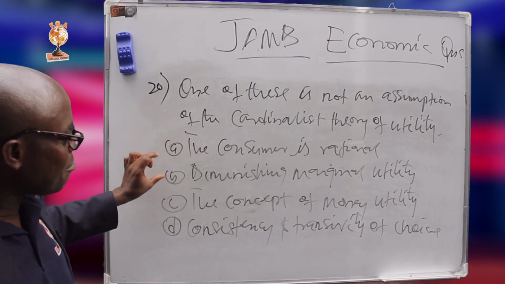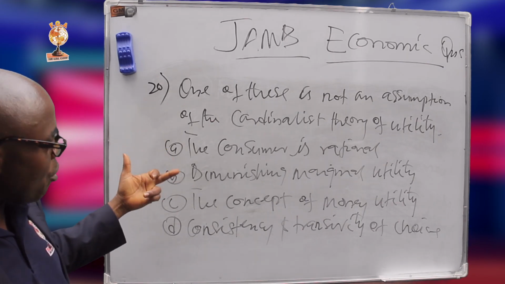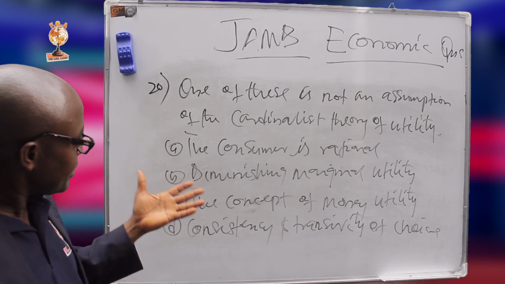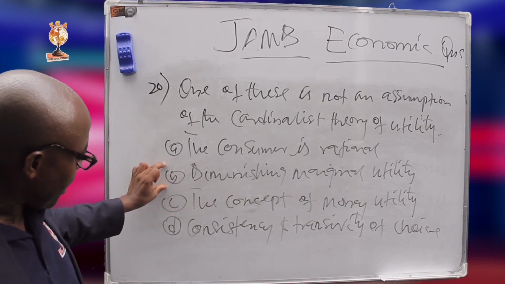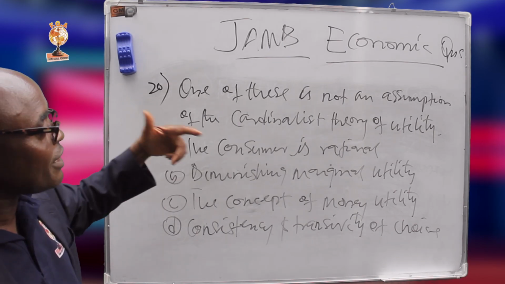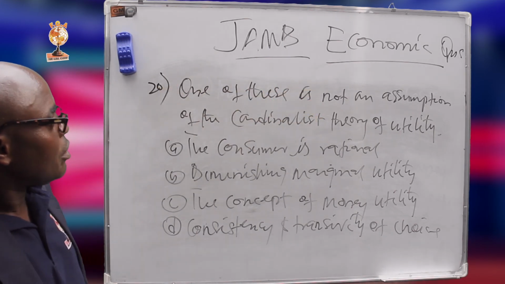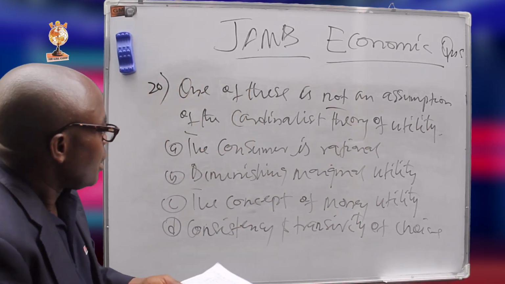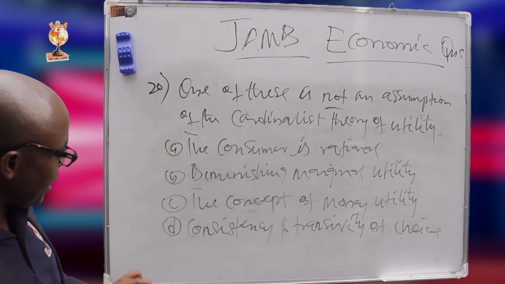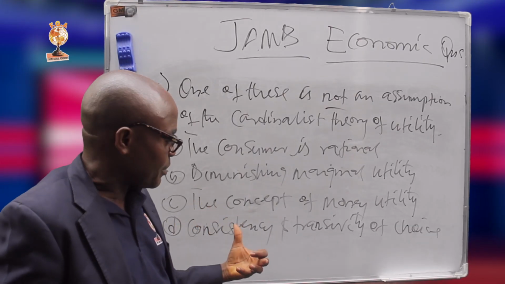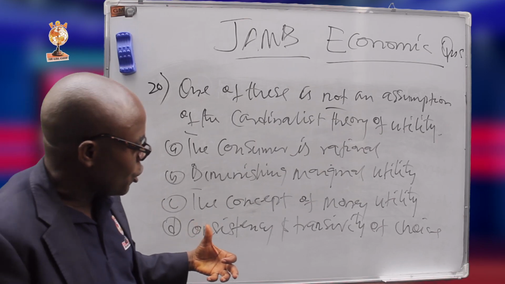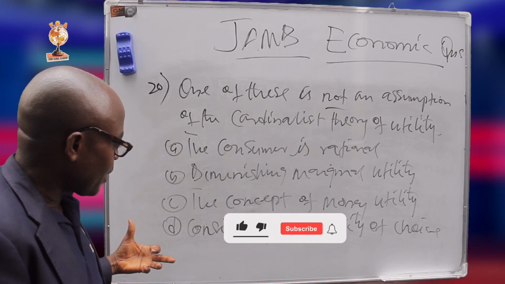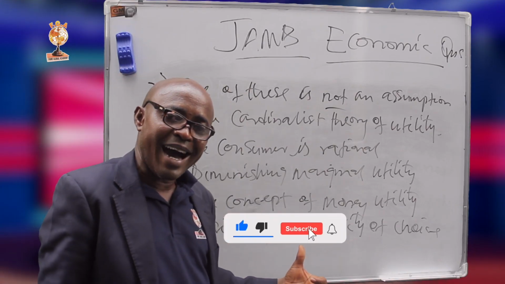We have diminishing marginal utility, where most of the time the thing fluctuates. It goes up and at the same time it comes down. It does not fit in for what we are looking for here. Then we say one of these is not. Remember, one of these is not. So this one is there, this one is there. Then you have the concept of money utility. Last time I told you of what we refer to as frugal economy, that makes provision for saving and consumption.